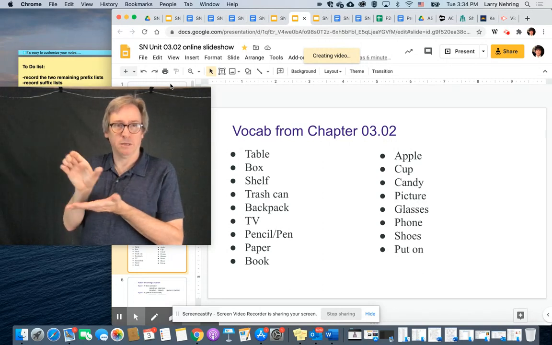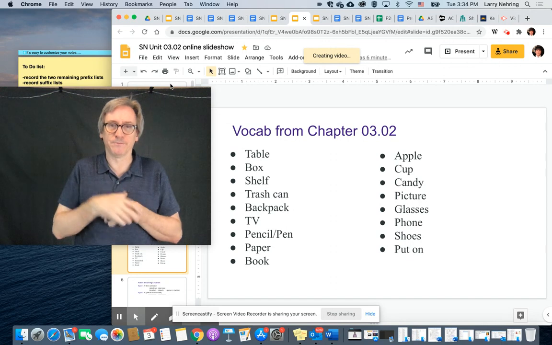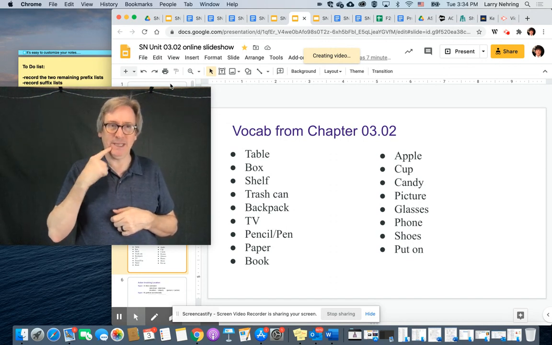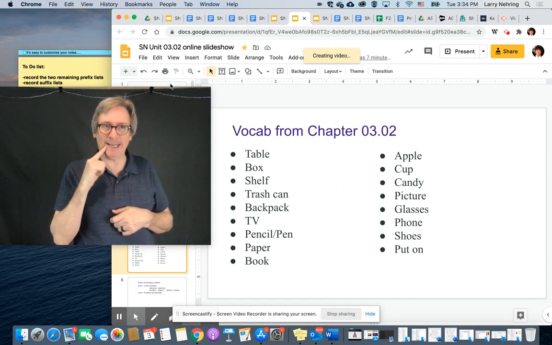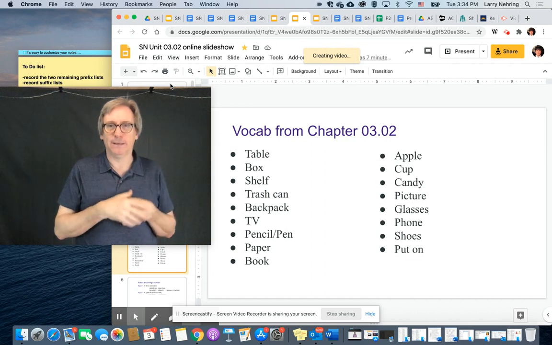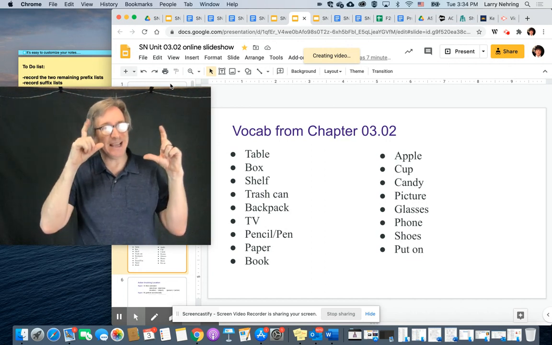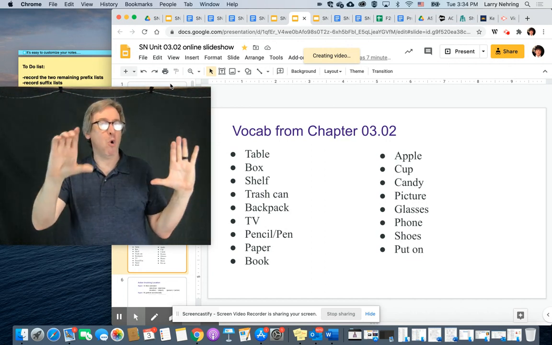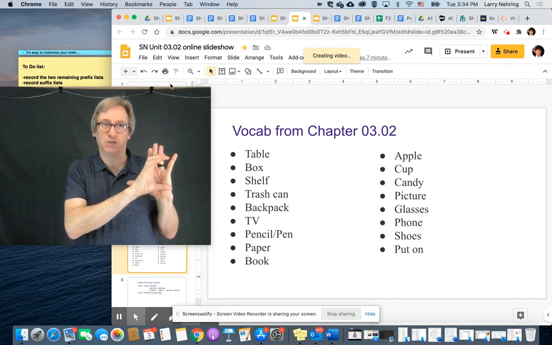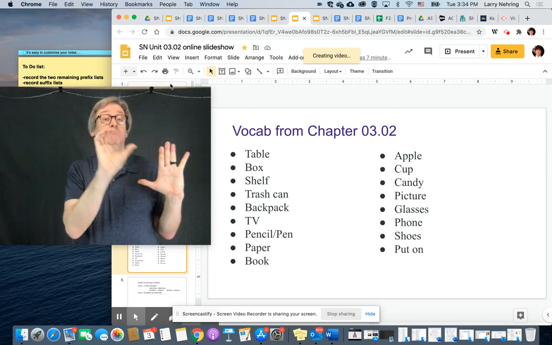Cup, just a C. Show the cup. Candy, candy. Right after Halloween, got the big bag of candy. Picture, if you're talking about photo, or picture. This generally means the picture itself. Picture.